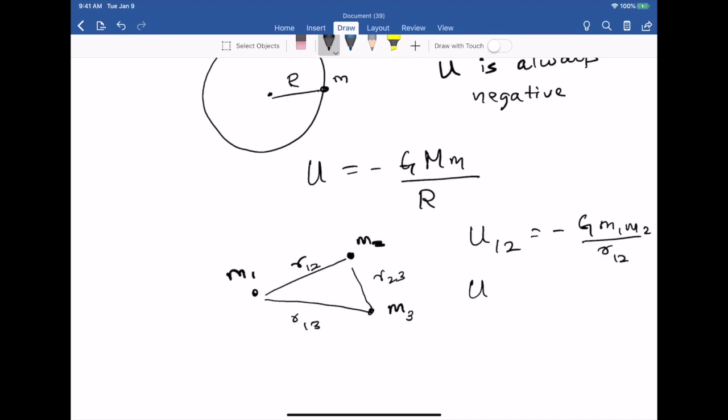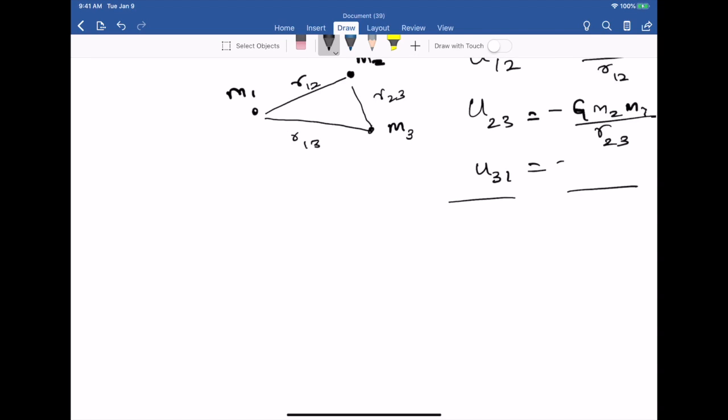So then you would find U23 the same way. I'll just write it down: minus G m2 m3 divided by the distance between them, r23. You would find U31, and then you would just add them up to get the total potential energy. I might as well finish writing this: minus G m3 m1 divided by r31. Then you would just add them up to get the total potential energy of the three-particle system.